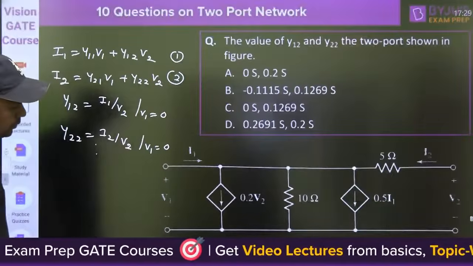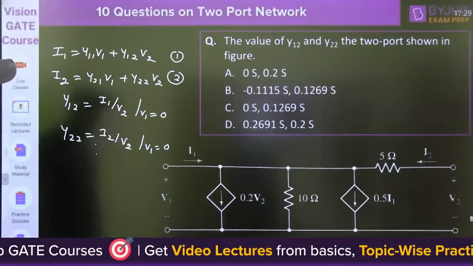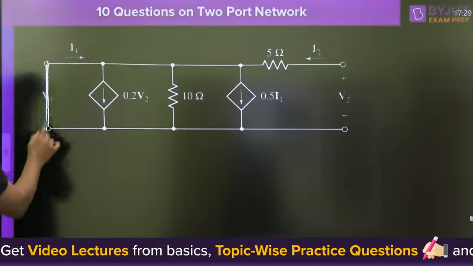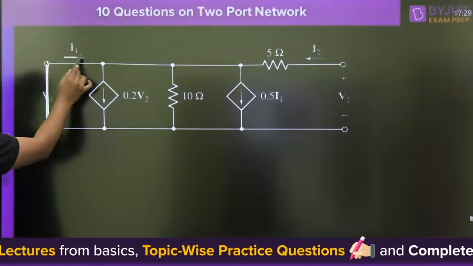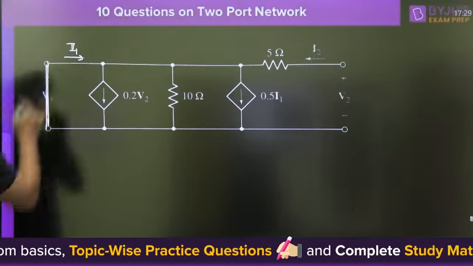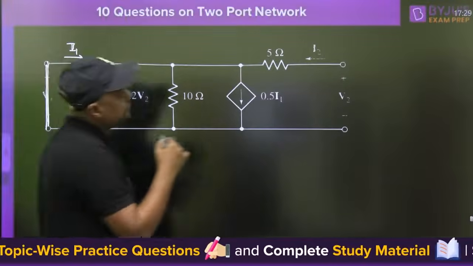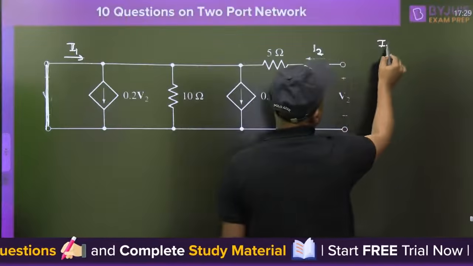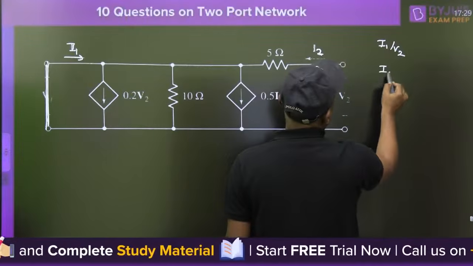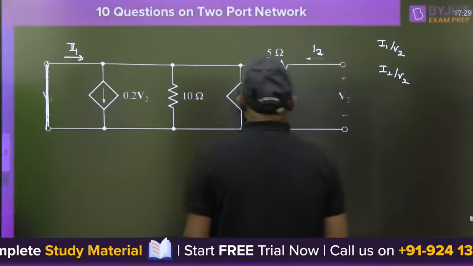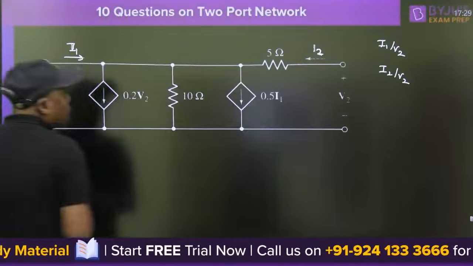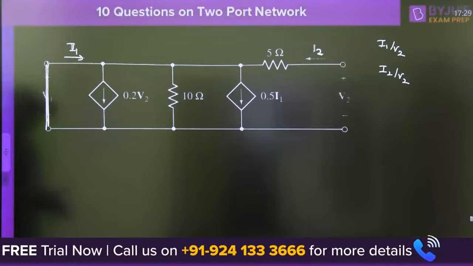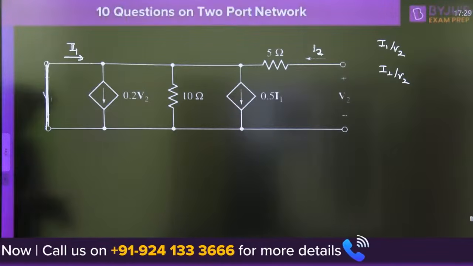When I make the input short circuited, watch this. Let this be the short circuit. V1 is 0, but the current is not 0. This is I1, and this current is I2. We have to find I1 by V2 and I2 by V2. Then, tell me how we can find it.